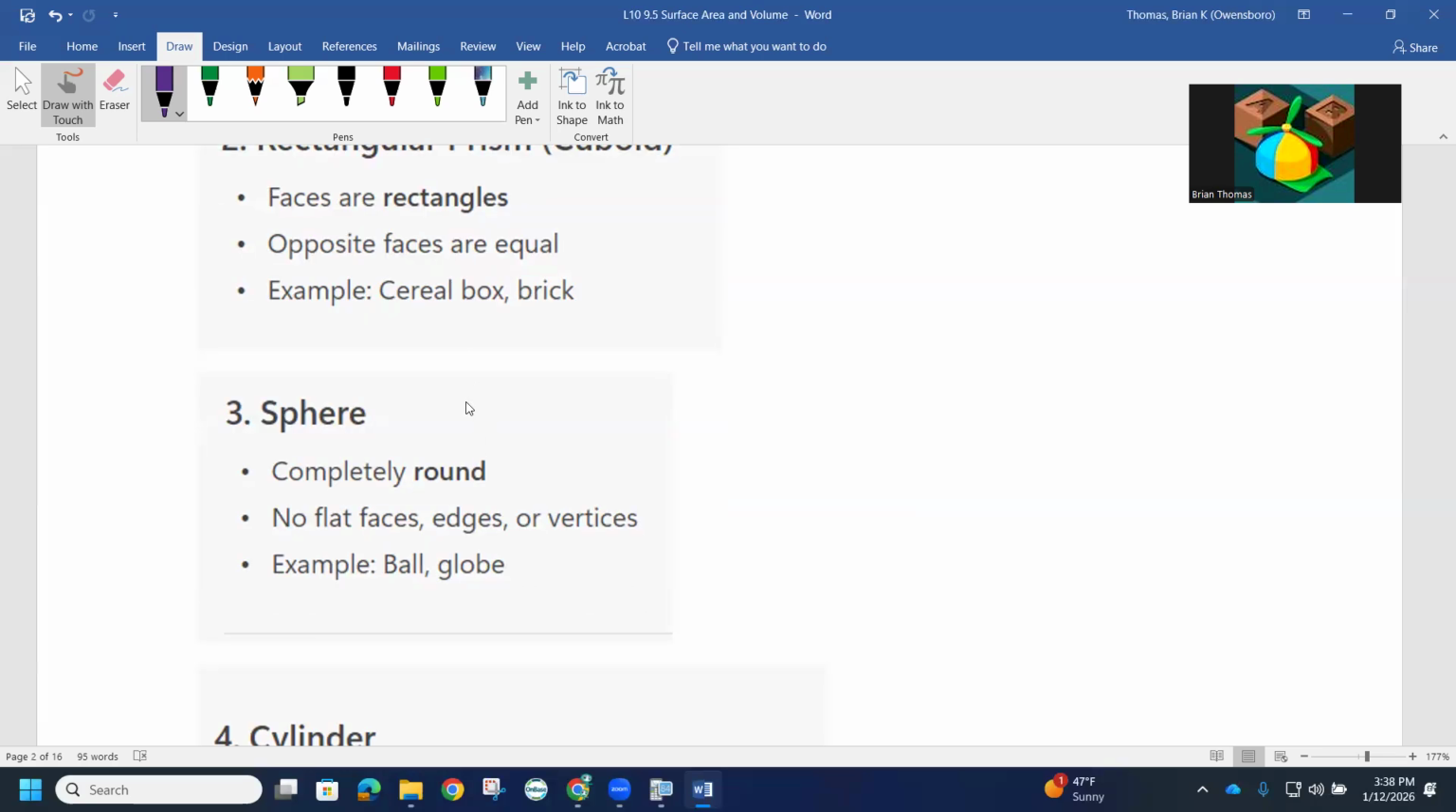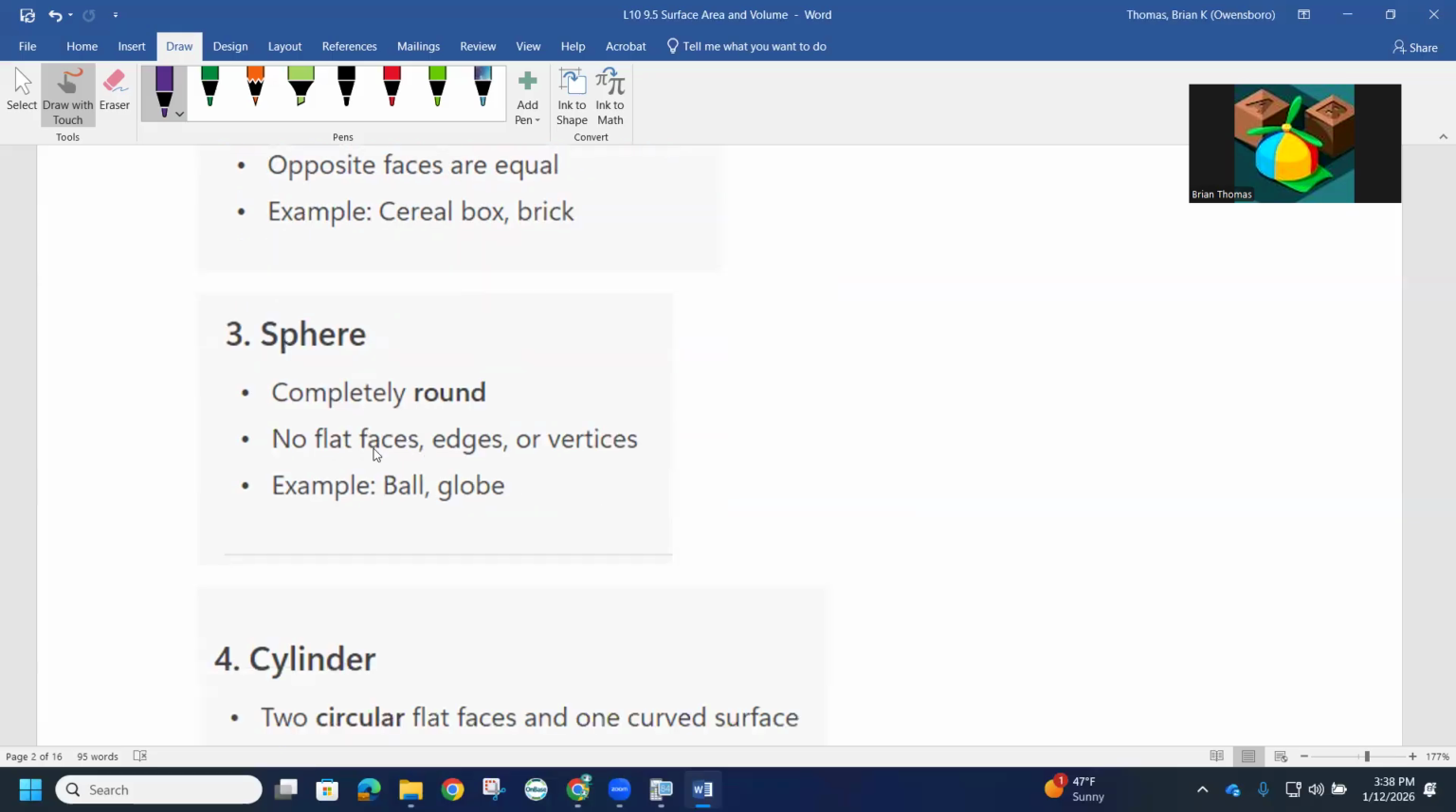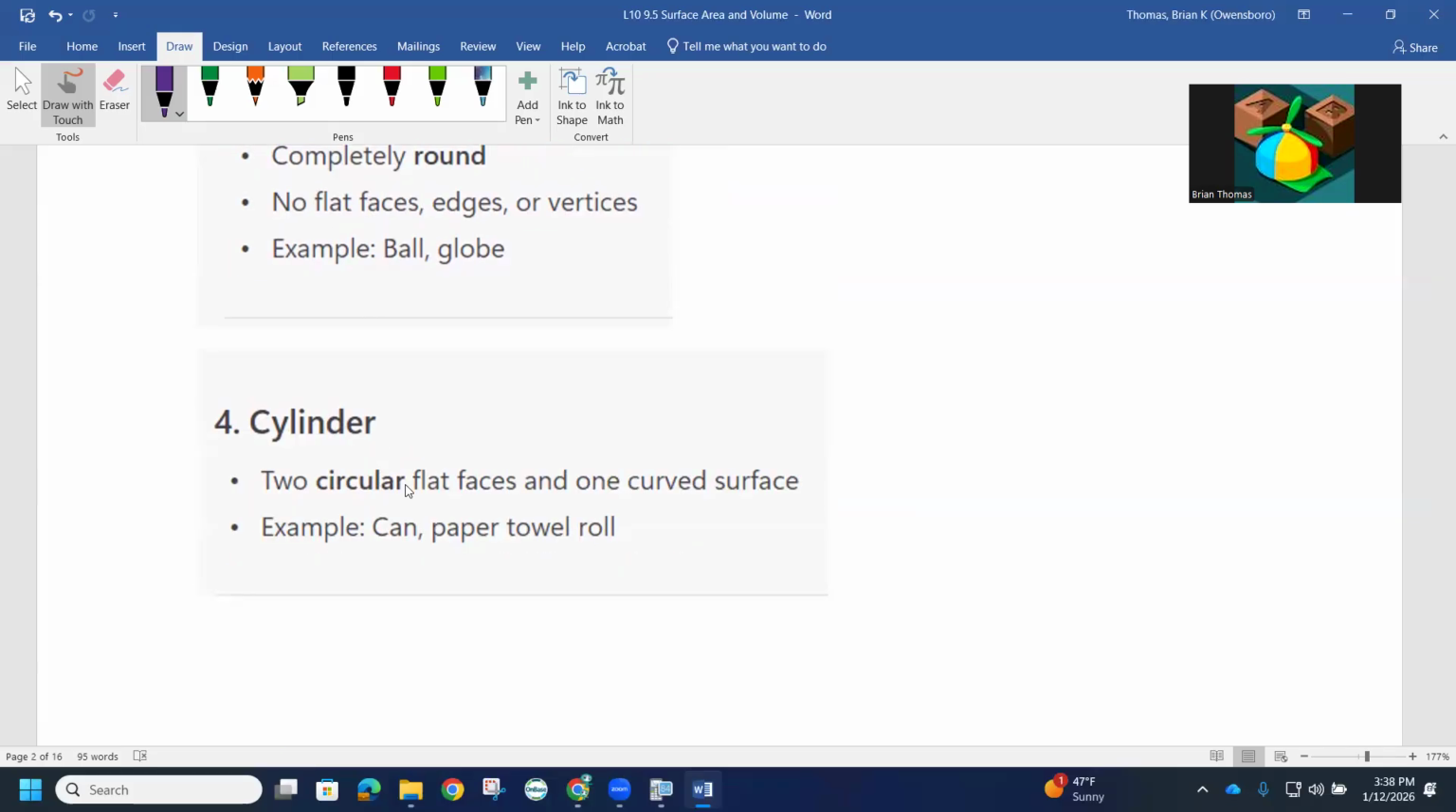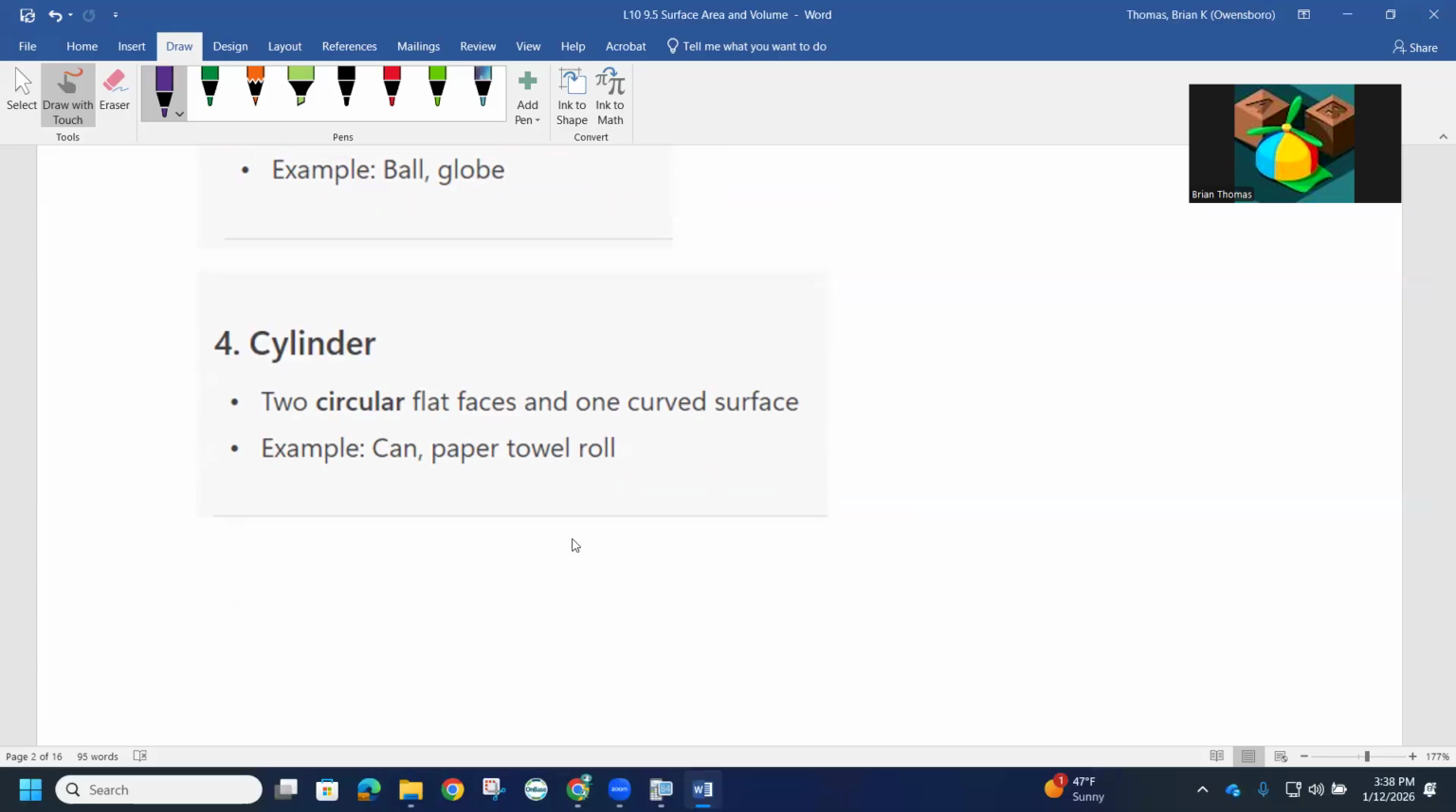A sphere is more like a basketball or a globe. Notice that it's completely round. It doesn't have any flat faces, edges, or vertices, so this is kind of unique. A cylinder we're probably familiar with, like a can of juice, a Coke can, or a paper towel roll. Two of its faces are circles, and then it has one curved face that wraps around.